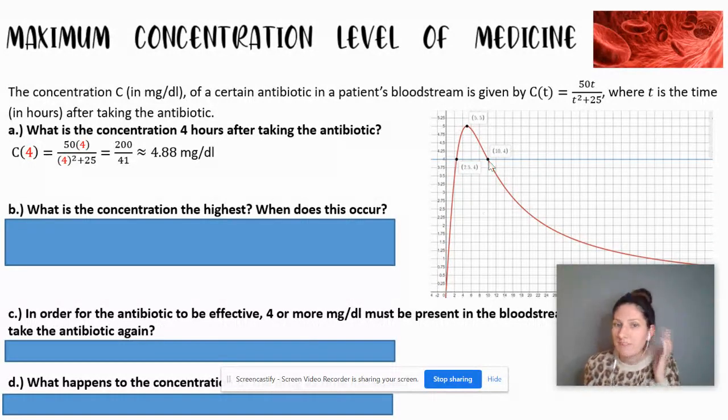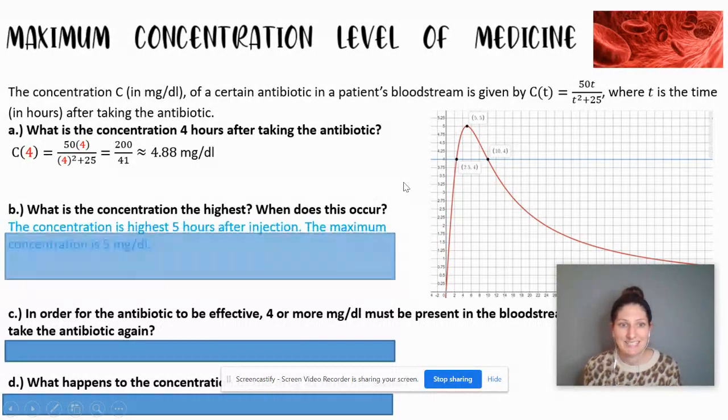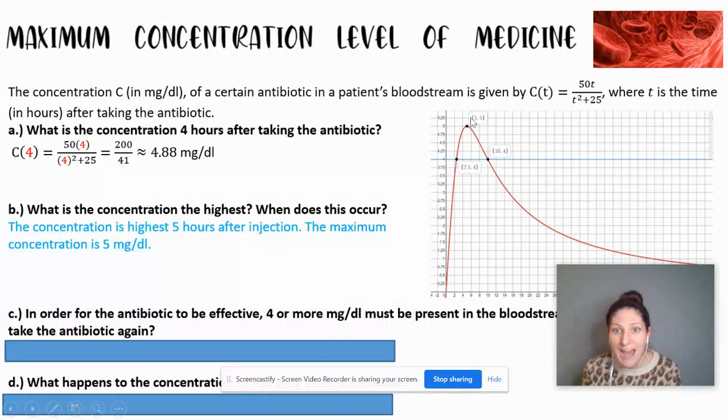I graphed mine on Desmos, and it does have that highest point, so I can click right on that point. After 5 hours, the concentration is the highest in your bloodstream. So 5 hours after the injection. And it also asks, what is that maximum concentration? That's the y coordinate, and just by chance, it happens to be 5 as well.